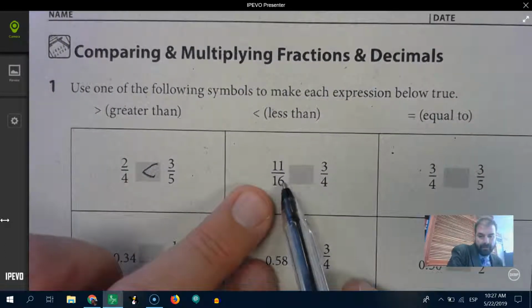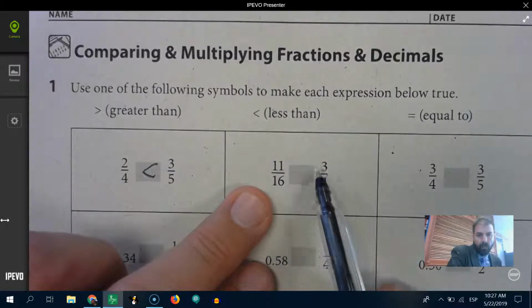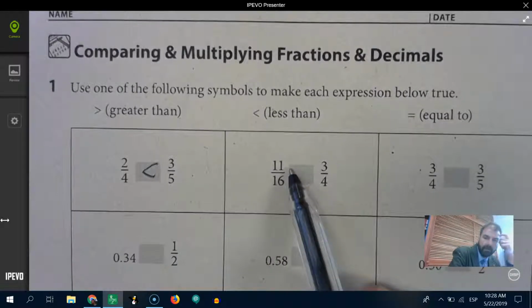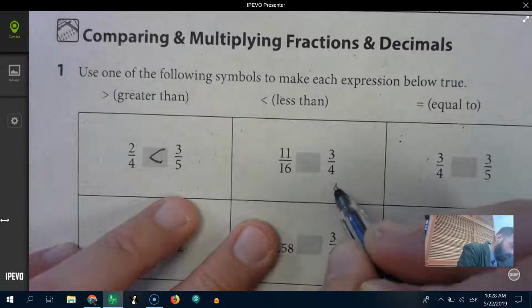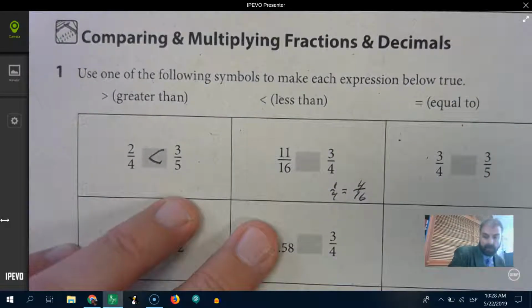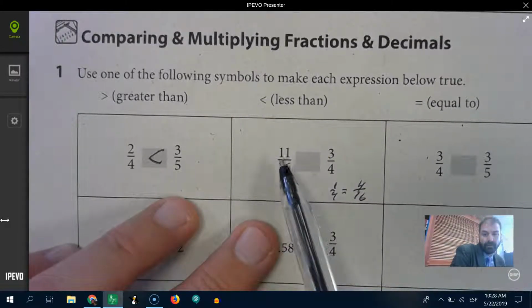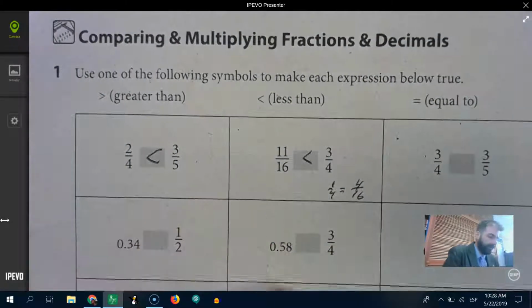Alright, 11/16 and 3/4. So here I have 1/4 left to get to 1, and I have 5/16. So where's my thinking? 1/4 is equal to 4/16. So this is 1/4 away. This one is 5/16 away. This is further away from 1. So 11/16 is less than 3/4.